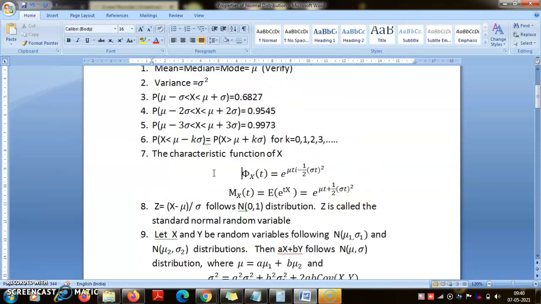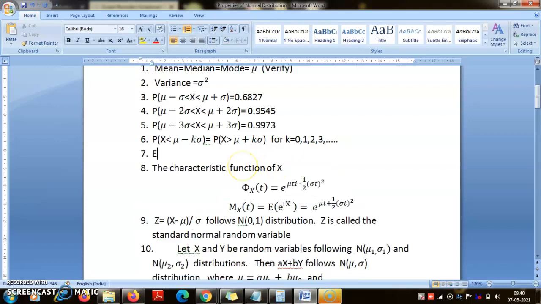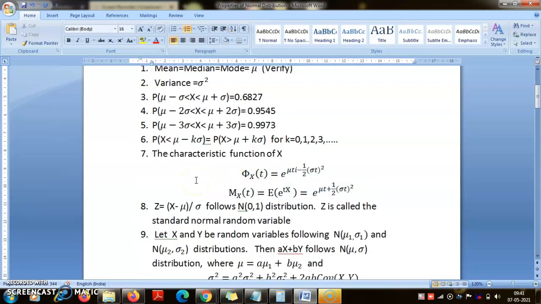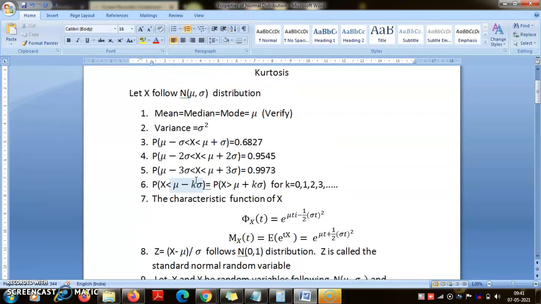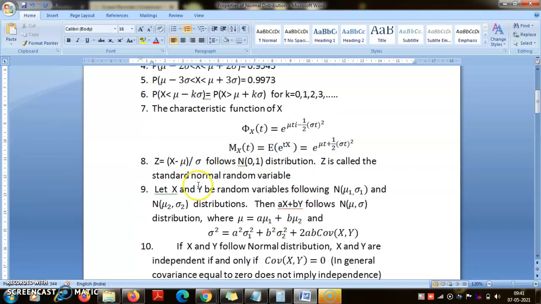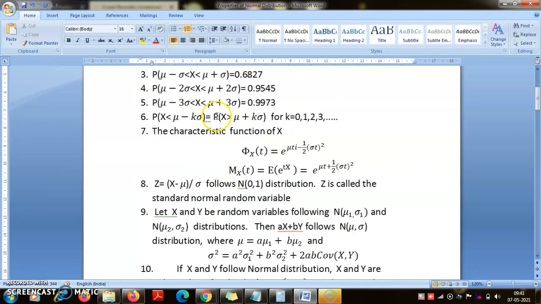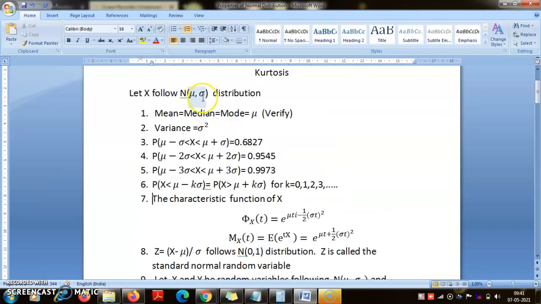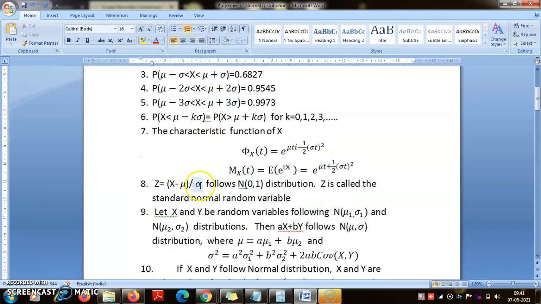For the normal distribution, let me write one more property here. So expectation of x to the power k exists for every k for this normal distribution, and we will see what their values are. Now if x is following normal distribution with mean mu and variance sigma square, where sigma is the standard deviation, then x minus mu by sigma is following normal distribution with mean 0 and variance 1. So this is called the process of standardization.